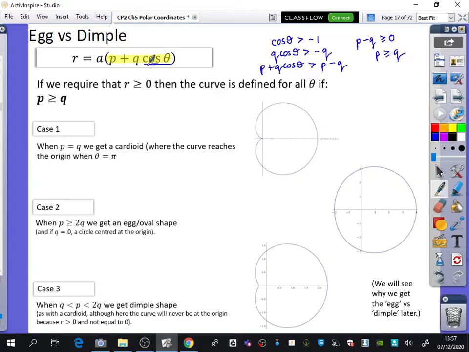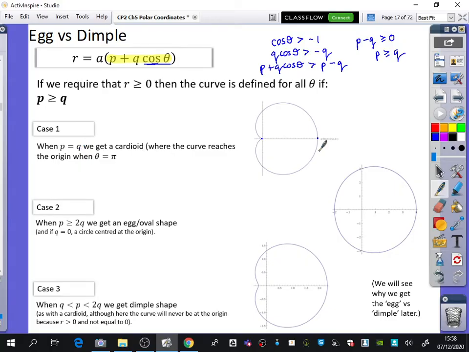So there are 3 different things that can happen here, and we do investigate these later on when we do some calculus with this. But if P is equal to Q, we get a cardioid where the curve reaches the origin when theta is equal to pi. This is when theta is equal to pi, and this is when it's 0, because the cos of 0 is 1, so it's just going to go all the way up to P plus Q, which is over here. But if theta was equal to pi, you would have P minus Q, but because P and Q are equal to each other, you would get 0, and it would go back to the origin.